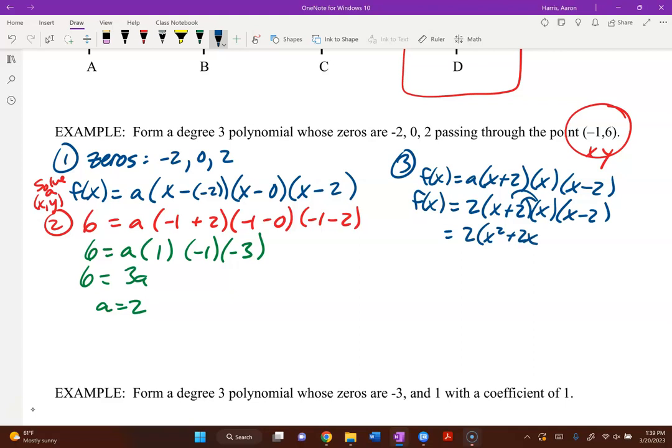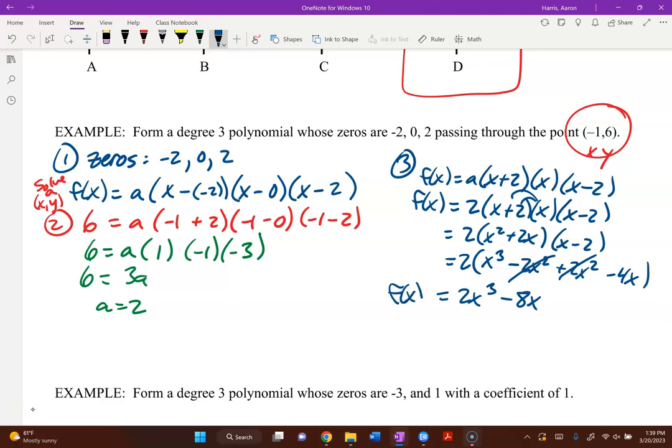I got x squared plus 2x, and then let me multiply it by... notice those are gone. Now I take the 2 through. Again, you don't have to, but we'll multiply it through so you can see it's a third degree there, right? It's a third degree polynomial.